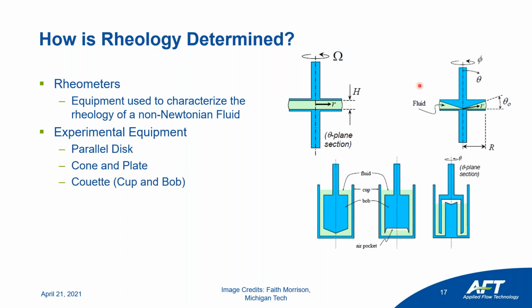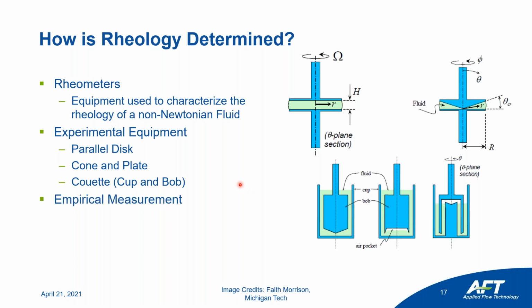And another common one is a couette or cup and bob rheometer, where you put a bob inside of a cup containing your fluid, you spin the bob and determine your viscosity or your shear stress. And there are a few different variations of what that looks like.